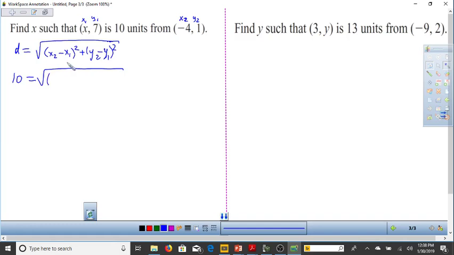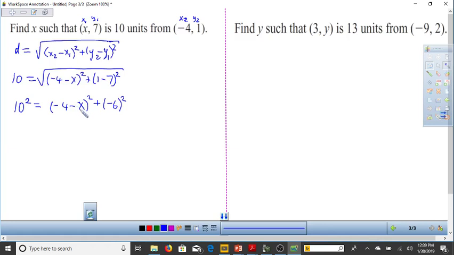Based on my notation here, I do negative 4 minus x squared plus 1 minus 7 squared. And now all I have to do is solve for x. This is a square root equation, so we square both sides. When I square both sides, I get 10 squared is equal to the square root of, well, I won't write that, that's understood. The square root will disappear. And all I would have now are my results. And 1 minus 7 is negative 6, so negative 6 squared.